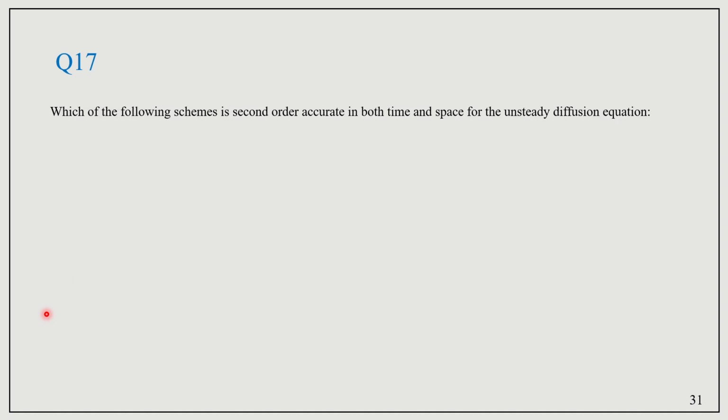Now we will see question 17. In question 17, what we have is: which of the following schemes is second order accurate in both time and space for the unsteady diffusion equation? One, forward time central space, second, Crank-Nicholson scheme, and third, Dufort-Frankel scheme. So it is asking regarding second order accurate in both time and space for the unsteady diffusion equation.